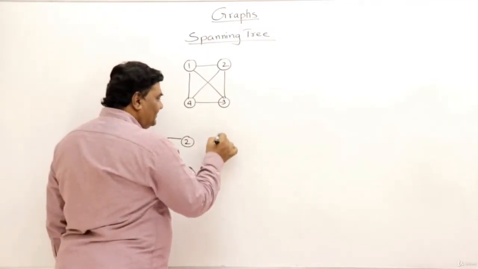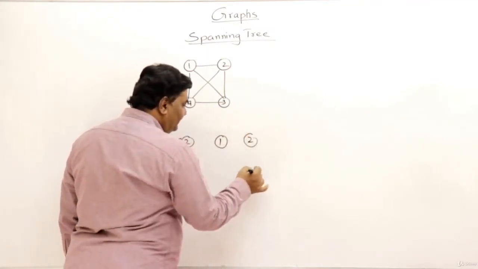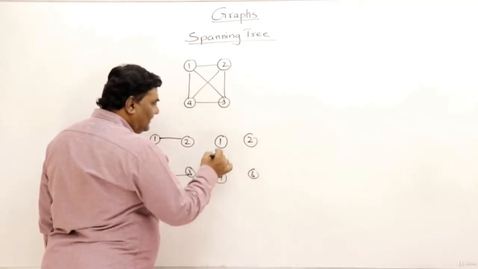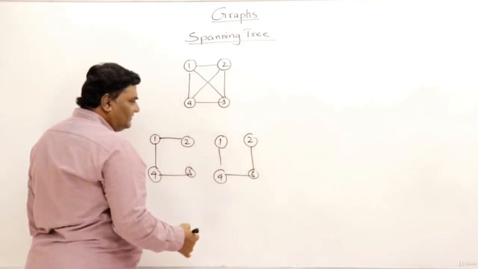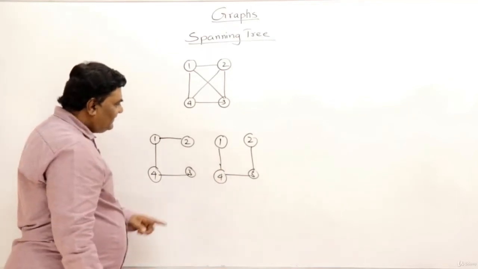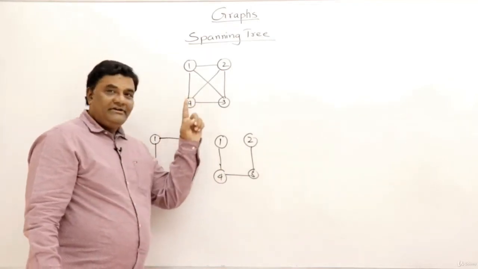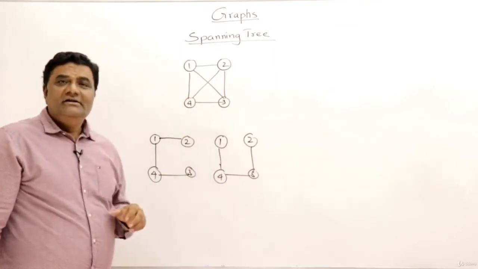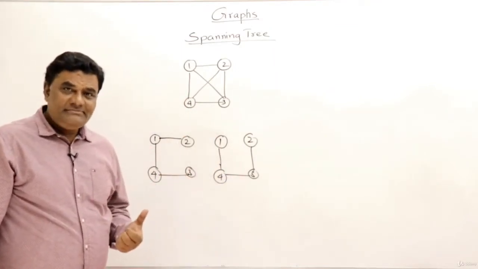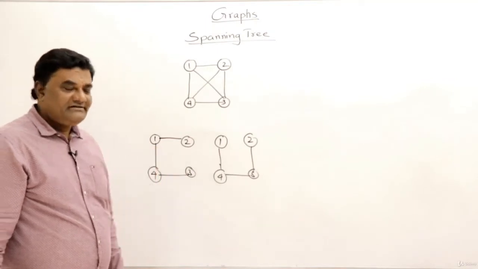I'll take one more example. 1, 2, 3 and 4. I'll connect them like this. These 3 edges I have taken. Is it also a spanning tree? Yes, this is a spanning tree for this graph, and even this is also a spanning tree. So it means more than one spanning tree is possible. Yes, more than one spanning tree is possible.